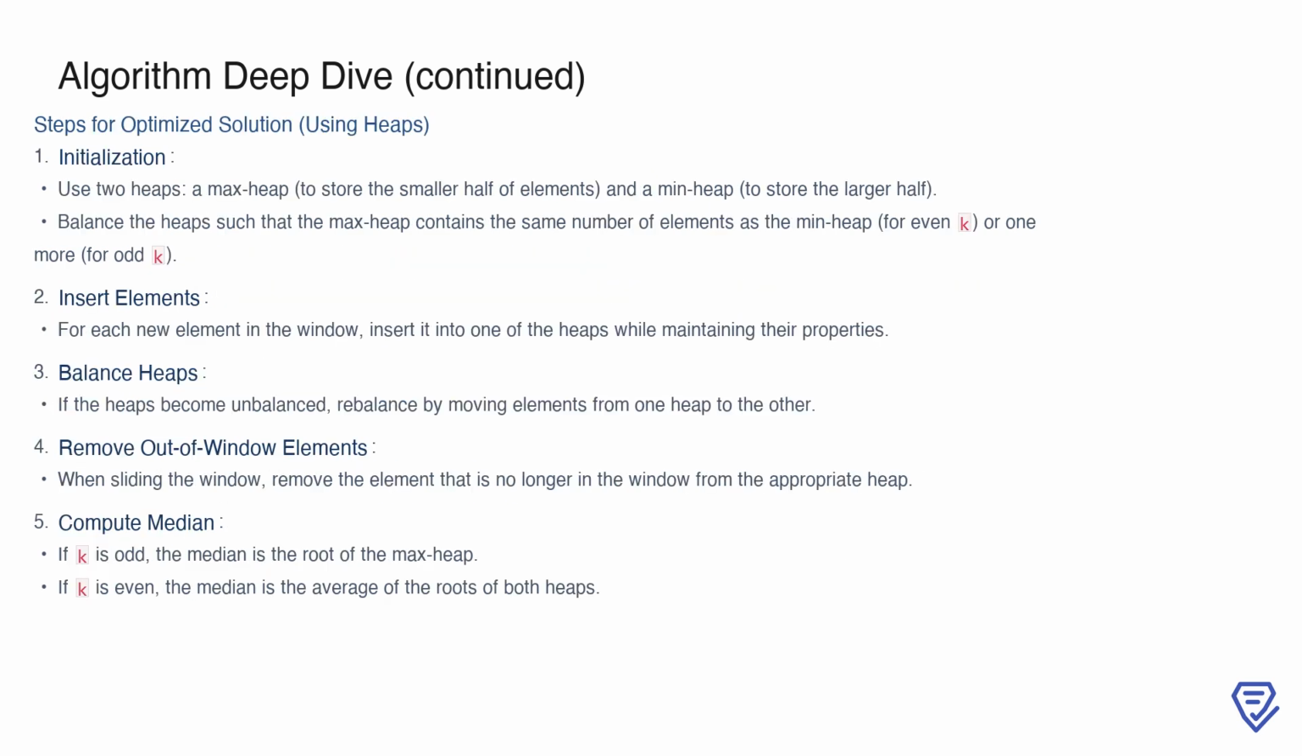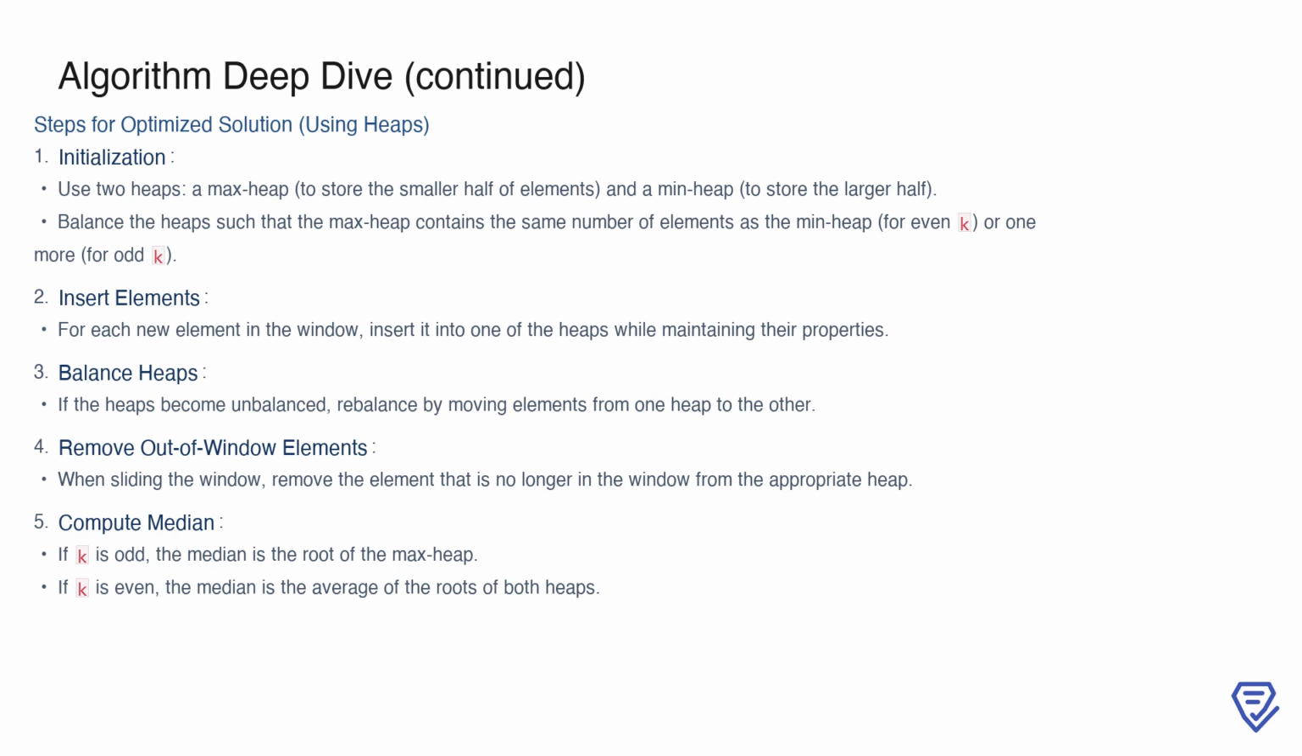To implement an optimized solution using heaps, we start by initializing two heaps, a max heap for the smaller half of the elements in the window and a min heap for the larger half. The heaps are balanced so that the max heap contains either the same number of elements as the min heap or one more element if the window size k is odd. For each new element added to the window, we insert it into the appropriate heap while maintaining the heap properties. If the heaps become unbalanced, we rebalance them by transferring elements between the heaps.